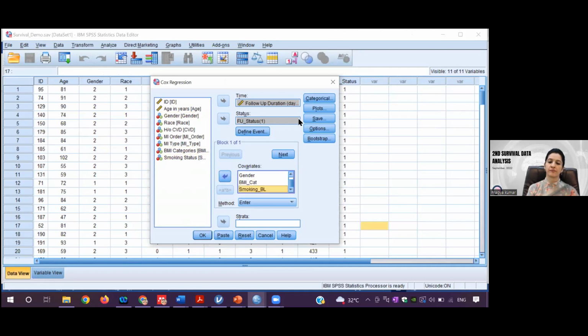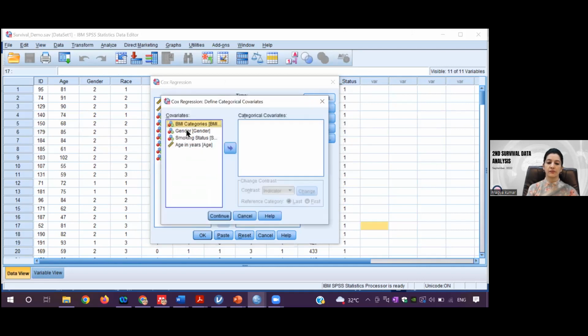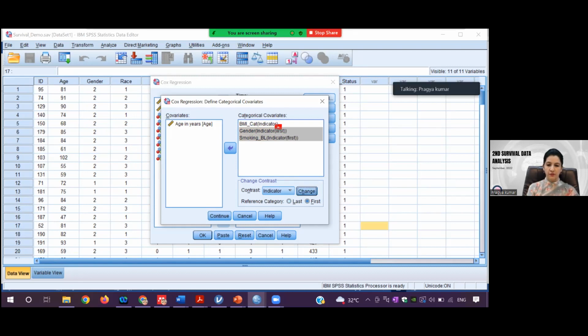That I have entered. Again, I have gone to categorical. Like we do in the logistic, you have to define which is the categorical variable. And usually we take the lower category as a reference. But I don't know why SPSS always takes the last category. So I have clicked this first and pressed change. When you click first and press change, you will see "first" appear in the bracket. If it is appearing, then that means it is taking the first category.